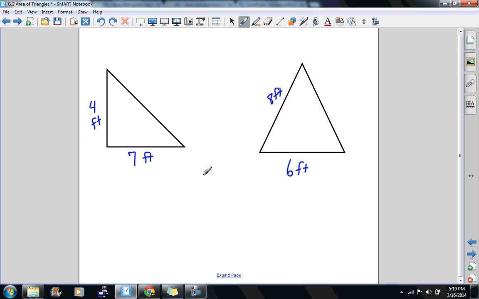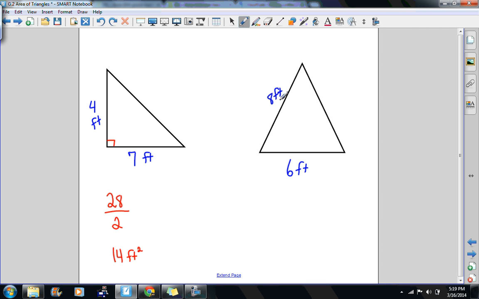So if I have two triangles here, the way that I find the area would be I would have to take the base times the height and divide by 2. So the base would be 7, and because this creates a 90-degree angle, this is the height, which is 4. So we do 28 divided by 2, which is 14 square feet.